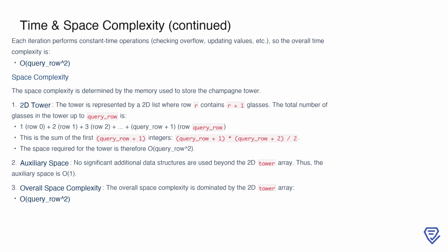Since we don't rely on any additional large data structures, the auxiliary space usage is minimal, or O(1). Therefore, the overall space complexity is dominated by the 2D tower, resulting in O(query_row^2).